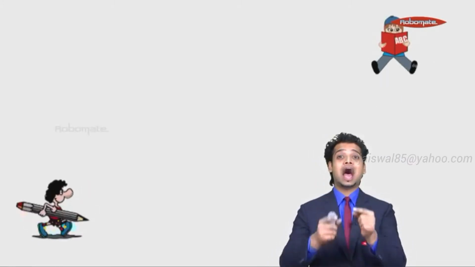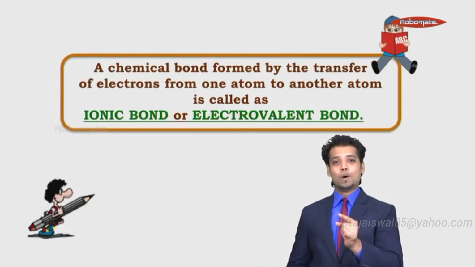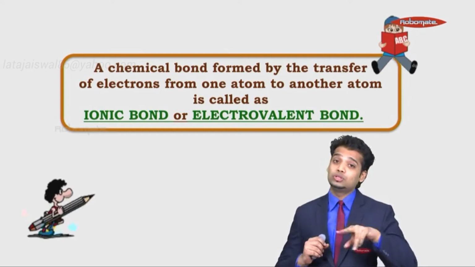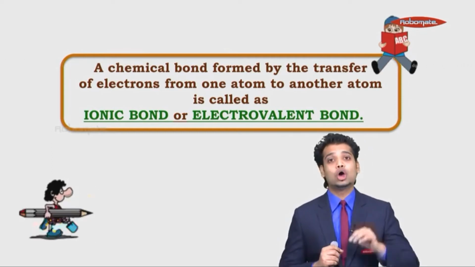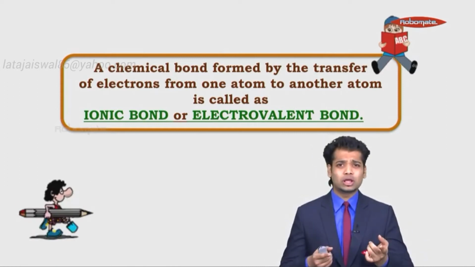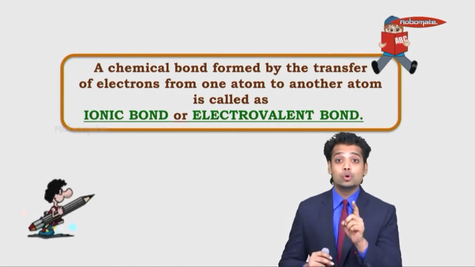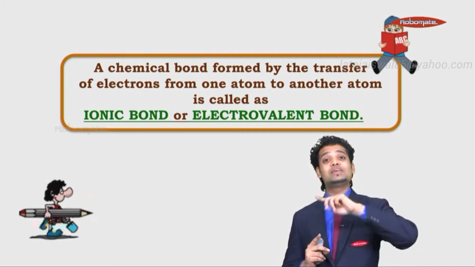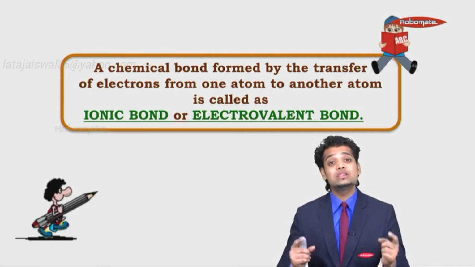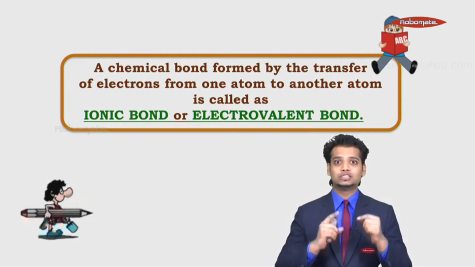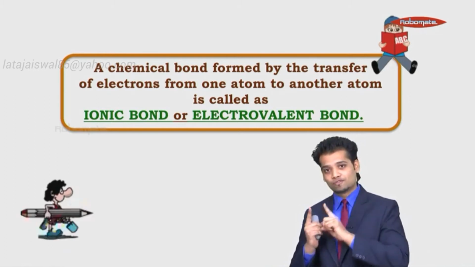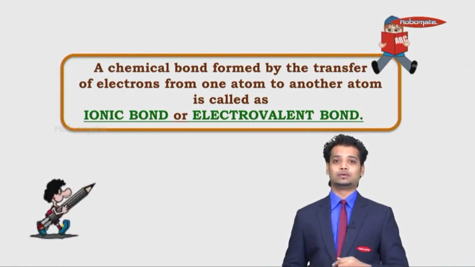Let's study ionic compounds. A chemical bond formed by the transfer of electrons from one atom to another is called an ionic bond or electrovalent bond. So why transfer from one to another? Can it happen vice versa? No, it can't. If Na gives an electron, chlorine has to accept that electron, and only then will positive and negative charges appear. So a chemical bond formed by the transfer of electrons from one atom to another is called an ionic bond.